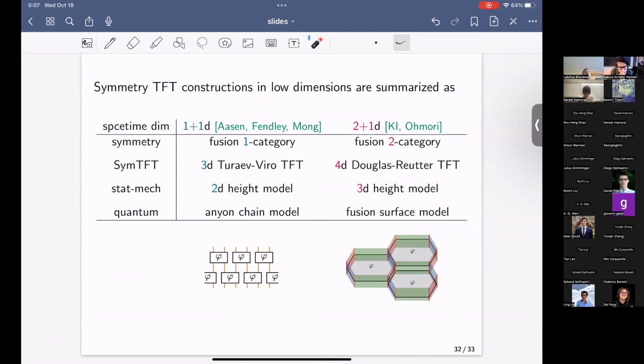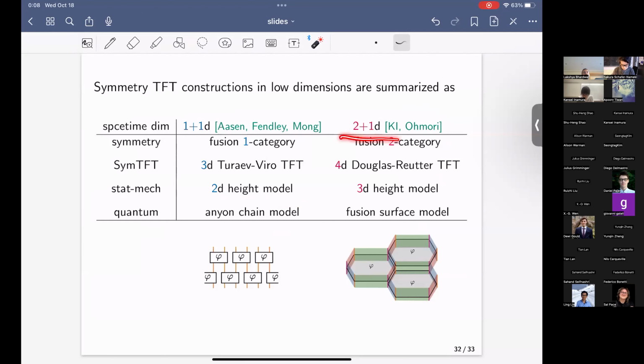So we can summarize the symmetry TFT constructions in low dimensions as in this table. So in 1+1 dimensions, a finite generalized symmetry is generally described by a fusion 1-category, and the corresponding symmetry TFT is a 3D Dijkgraaf-Witten TFT. And if you put this 3D TFT on a slab and impose the Dirichlet boundary condition on the left boundary, and impose the Dirichlet boundary condition decorated by this topological defect network on the right boundary, then the corresponding 2D statmech model becomes a 2D height model. And its quantum counterpart is the anyon chain.